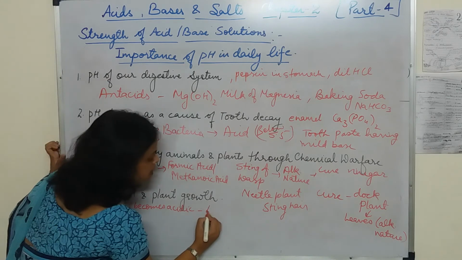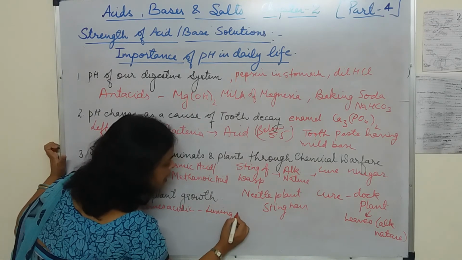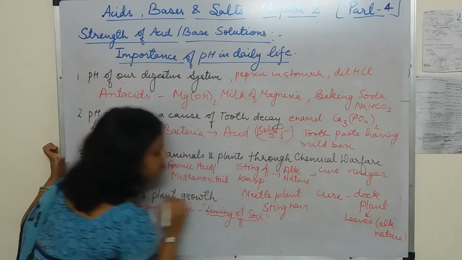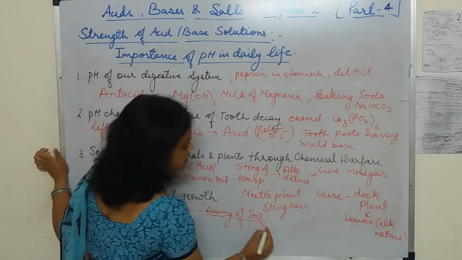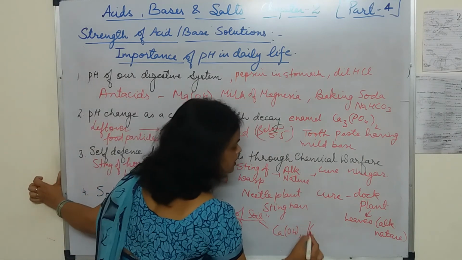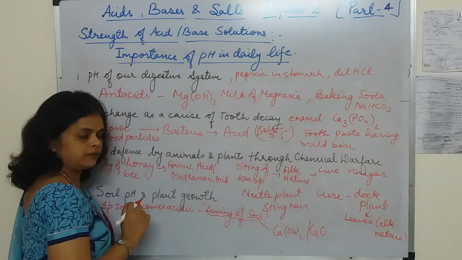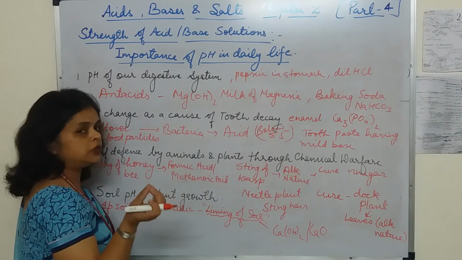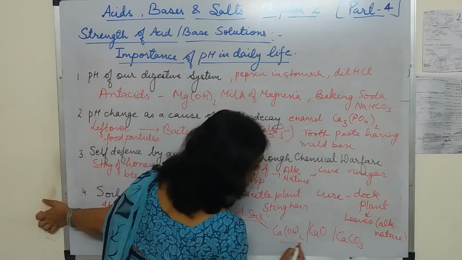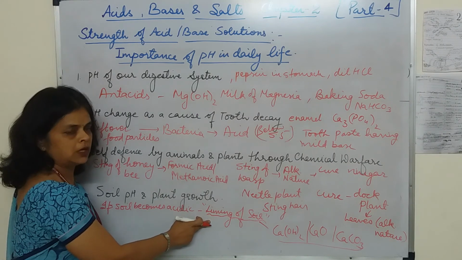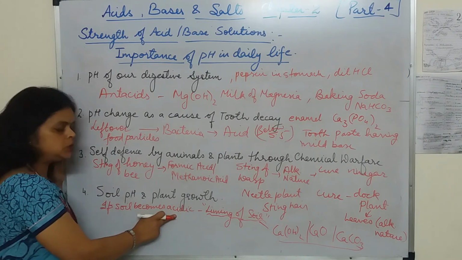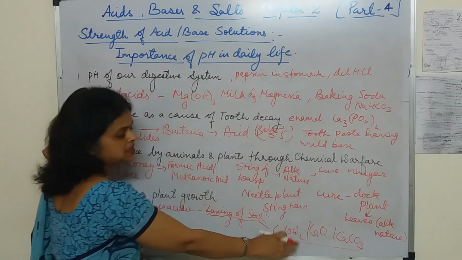So they do the liming of soil. Liming of soil means they add either calcium hydroxide to the soil, or calcium oxide, that is quicklime, or powder of chalk. What is chalk? Calcium carbonate. Okay, this process is called liming of soil. When the soil becomes acidic, liming is done, and to neutralize the acidic nature, mild bases are added.